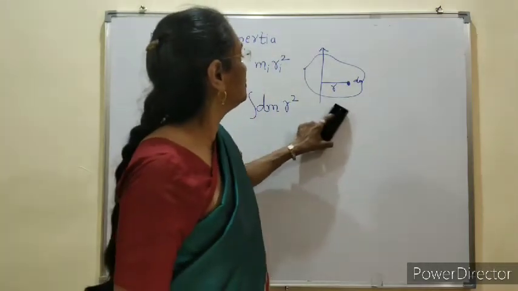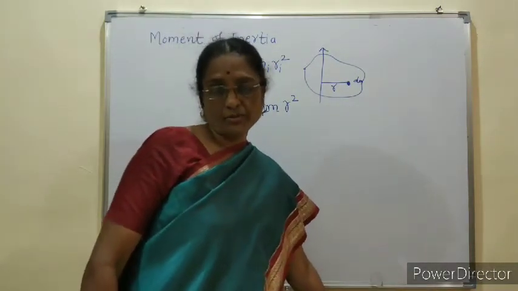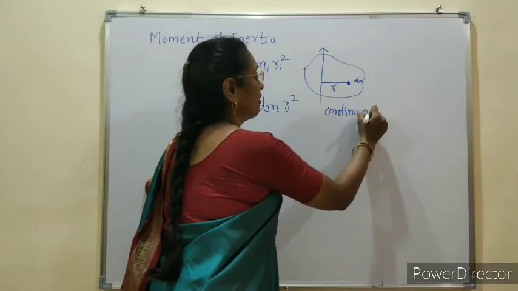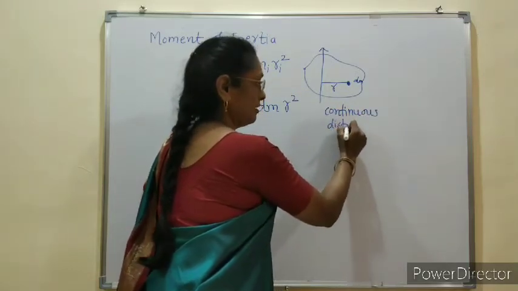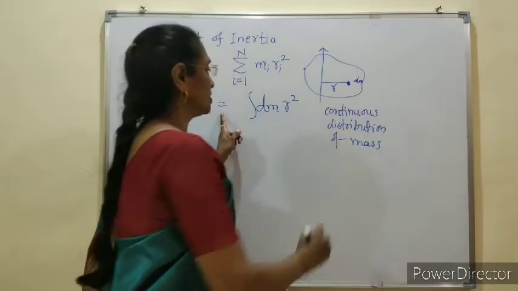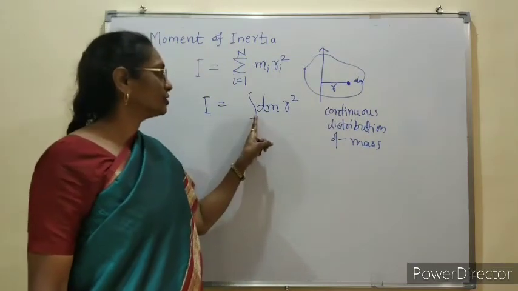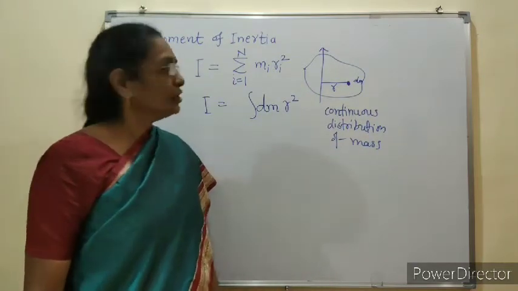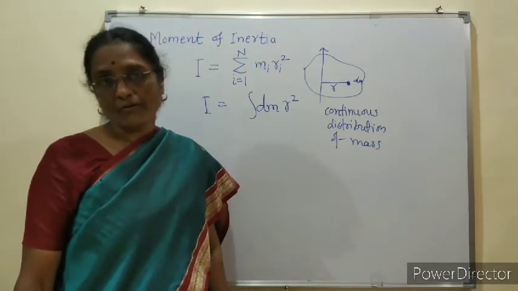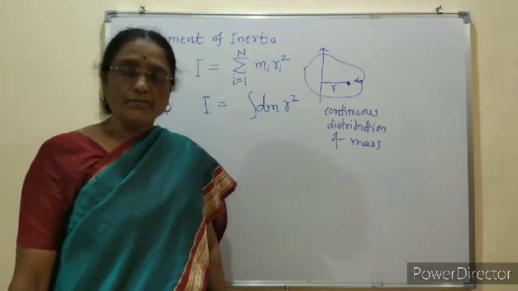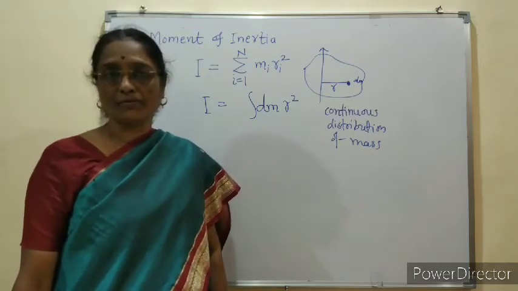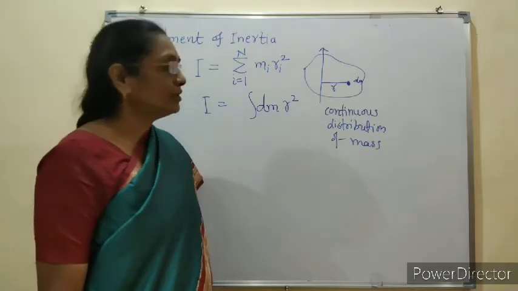So if instead of discrete distribution, means considering n particles, we consider continuous distribution of mass, then we have to use such an expression for moment of inertia, integration of dm into r square. So both these definitions are useful in deriving the moment of inertia of different bodies. But in our scope of syllabus, we have to derive only the moment of inertia of disk and note the moment of inertia of ring.